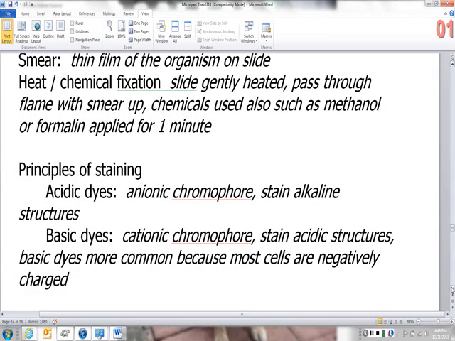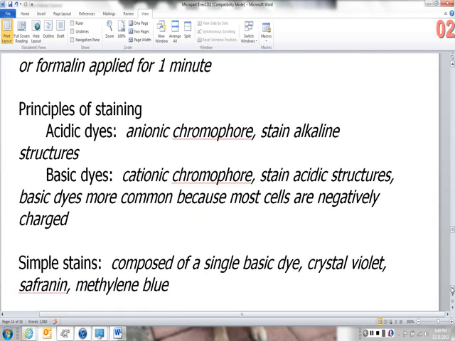Simple stains will use just a simple single basic dye. Some examples are crystal violet, safranin, and methylene blue. Differential stains use more than one dye so that different cells, chemicals, or structures can be differentiated.